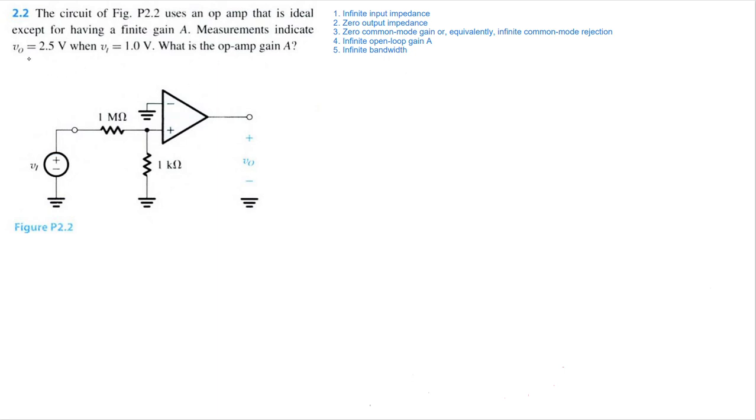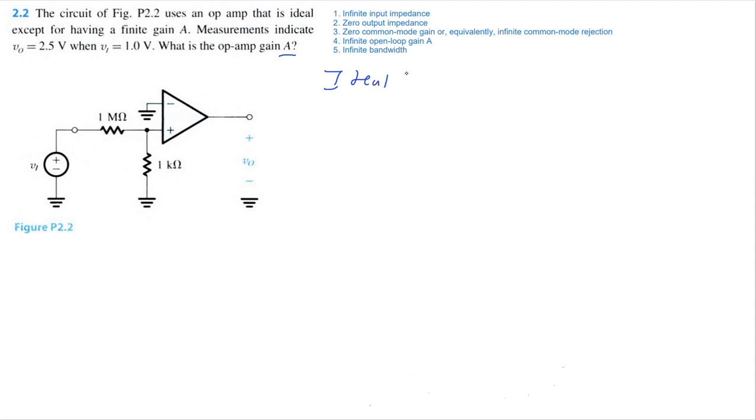Let's solve problem 2.2 for Microelectronic Circuits, 8th edition, by Sedra and Smith. This circuit uses an op-amp that is ideal except for having a finite gain of A. Measurements indicate that Vout is 2.5 volts when Vin is 1 volt. What is the op-amp gain A?